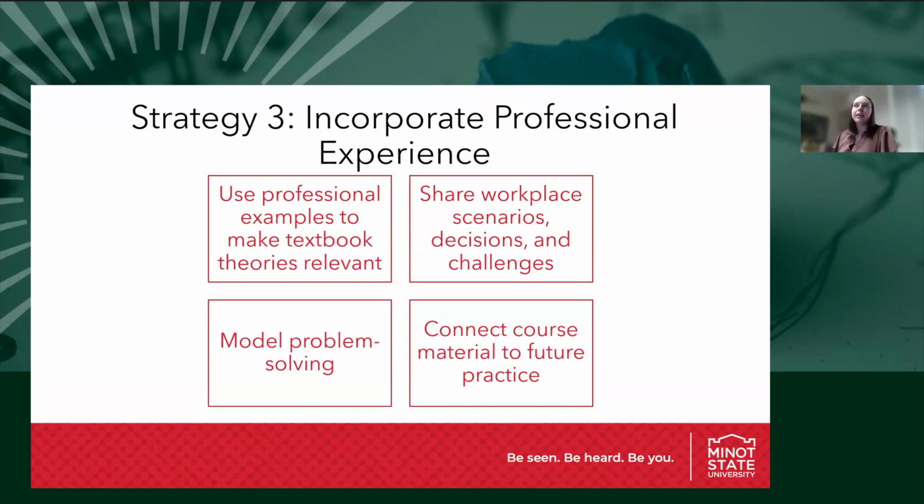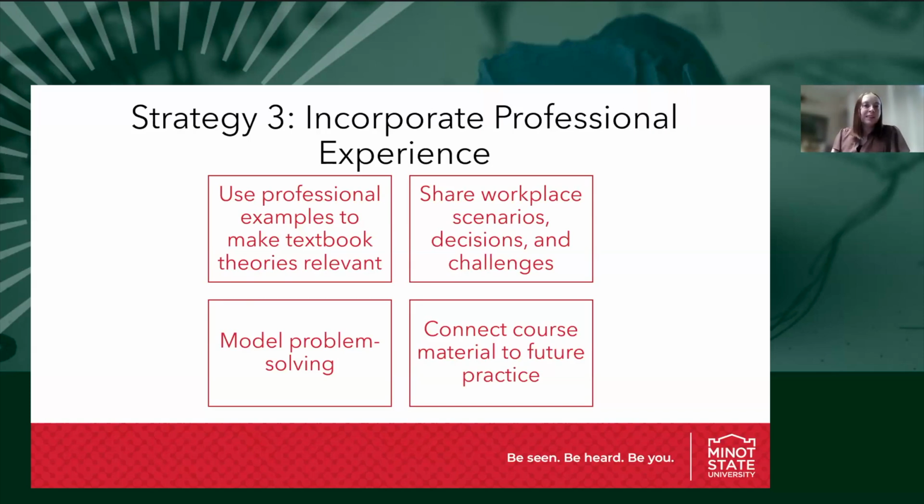So, strategy 3 is incorporate professional experience. So, use professional examples to make textbook theories relevant. Share workplace scenarios, decisions, and challenges. So, one area of auditing that we talk about is testing inventory. And in that inventory testing is counting the inventory. So, in theory, it kind of sounds really boring that you're going and you're counting the amount of items or watching that count at a business.